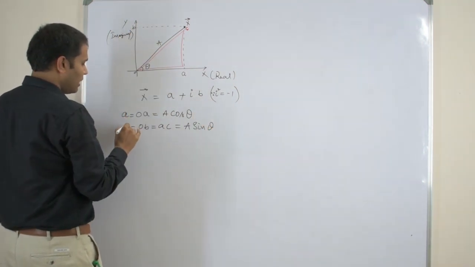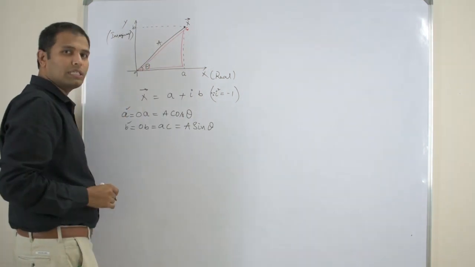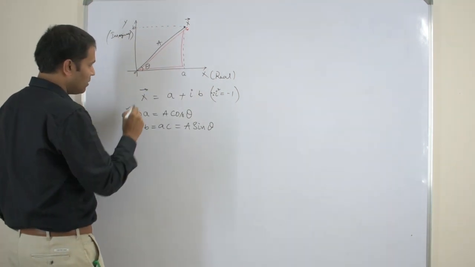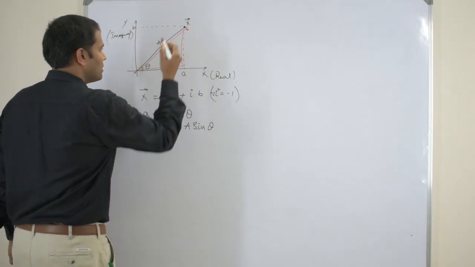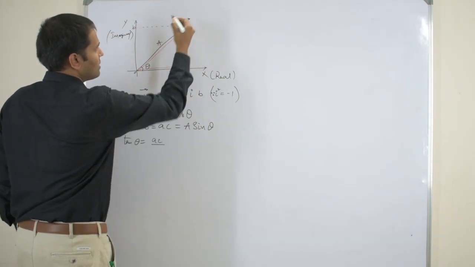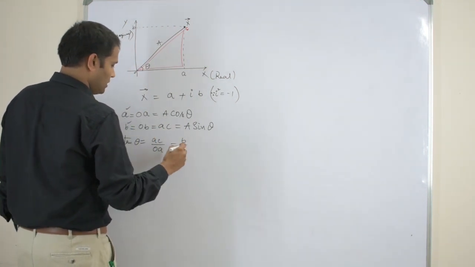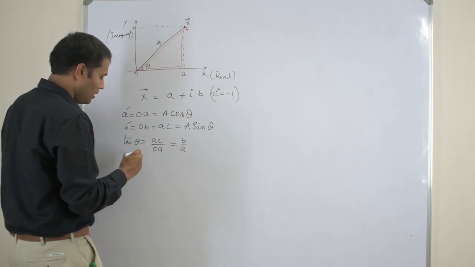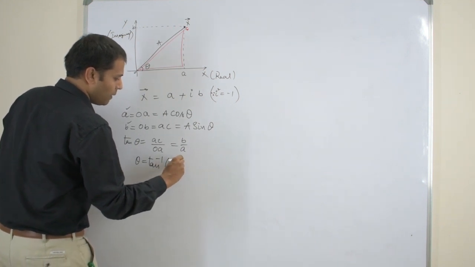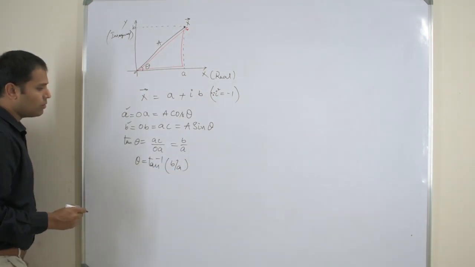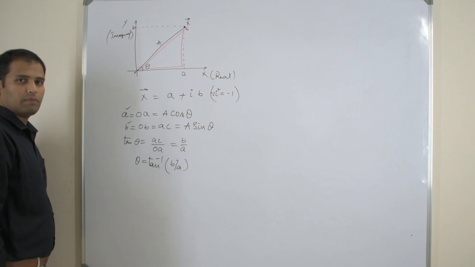So this I can write as b. Now you know a, you know b. What about theta? From the same right angle triangle, tan theta equals AC by OA. What is AC? b. What is OA? Nothing but a. So can I write theta equals tan inverse of b by a? Now you know a, you know b, you know theta.